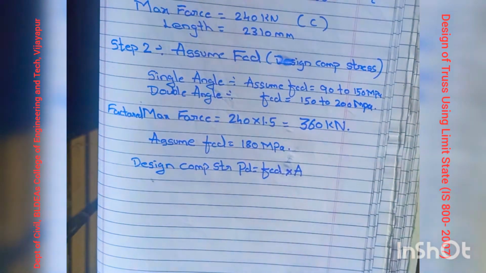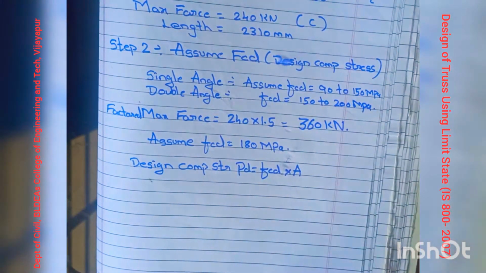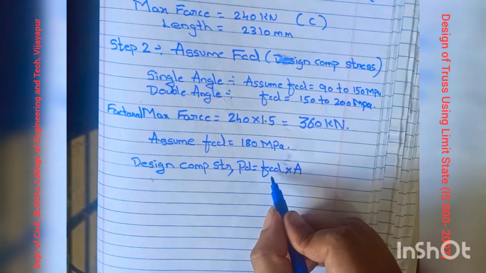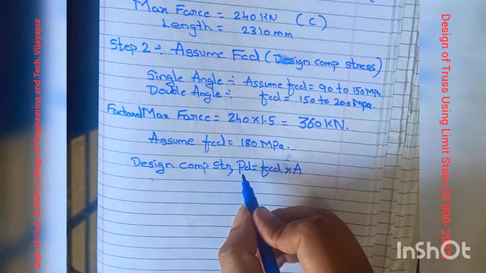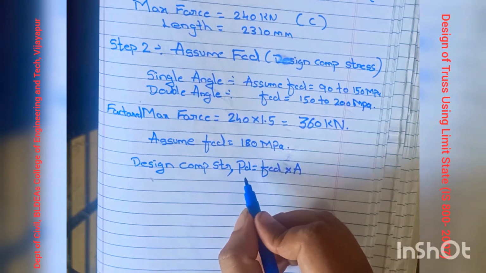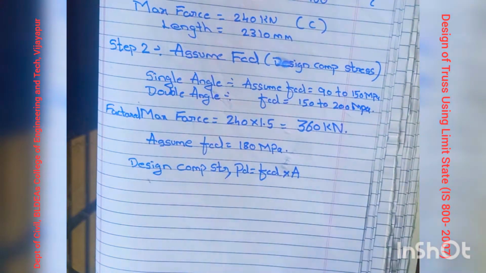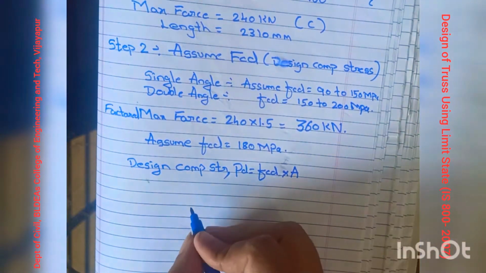We know stress is nothing but load by area. The same thing we are doing here. It's the strength, which is equal to the stress into area. Whatever section we select, it has to carry a load of greater than 360 kilonewton. So it should have a load carrying capacity of more than 360 kilonewton.